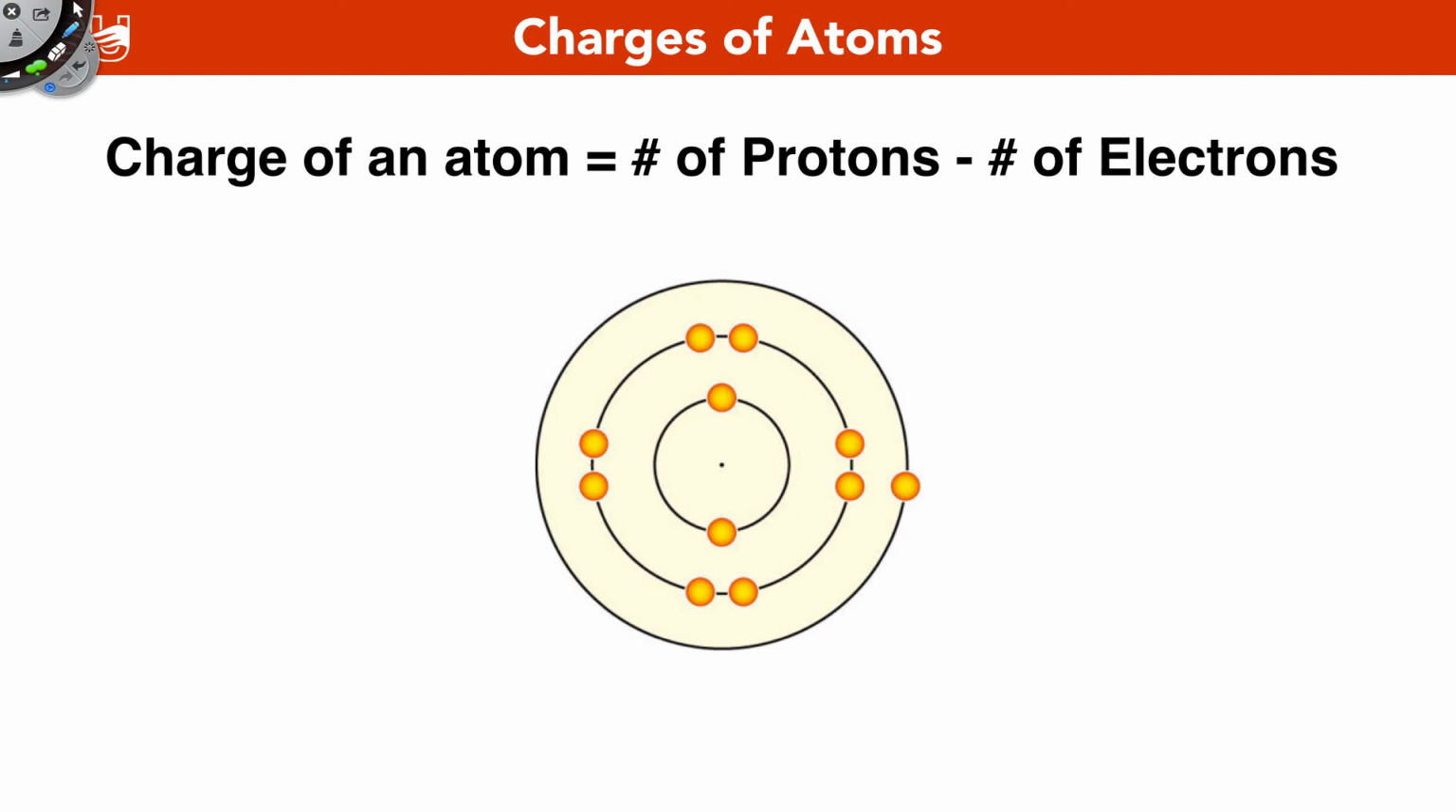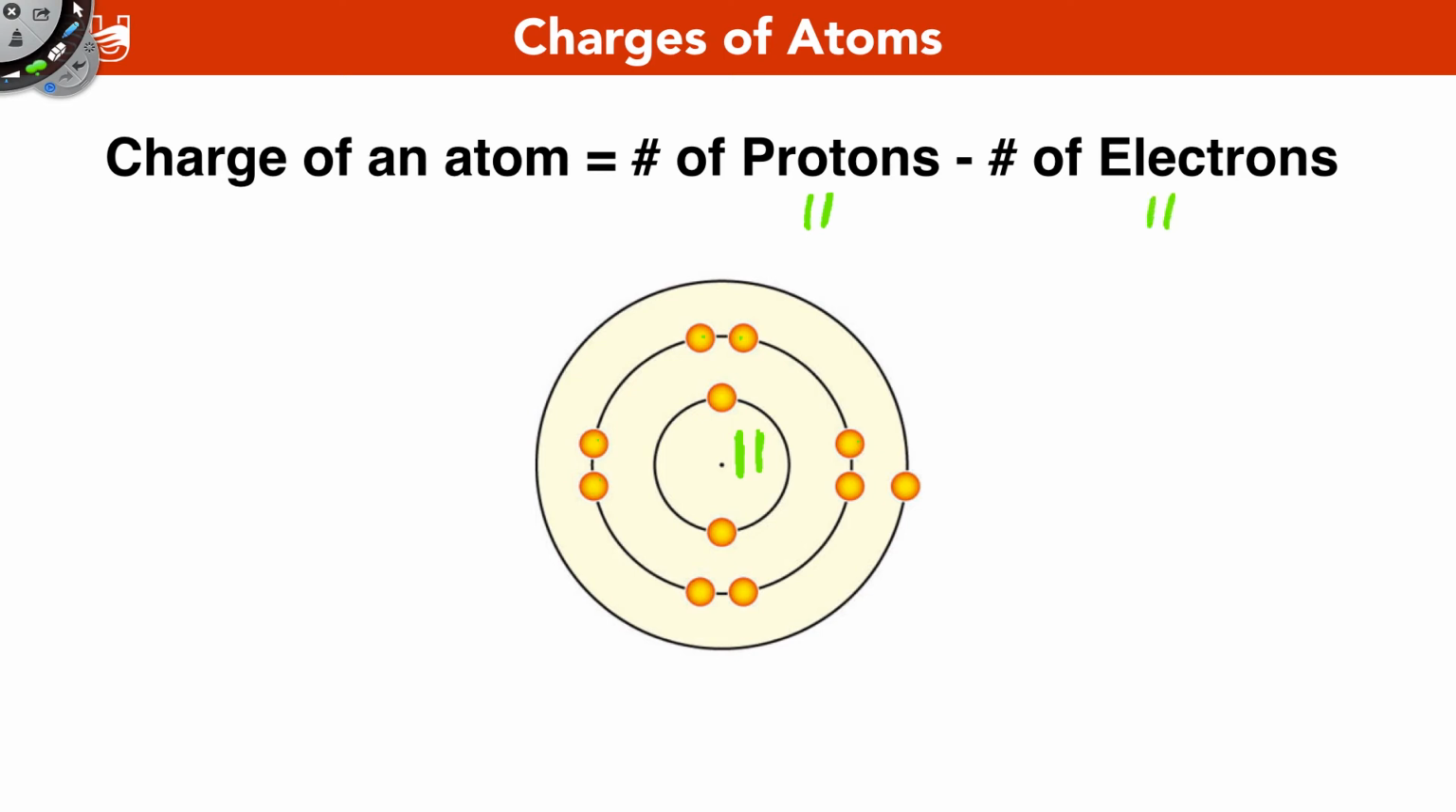Okay, so here we have something. I'm going to say that there are 11 protons in the center here. Okay? 11 protons in the center, 11 number of protons. How many electrons do we have? Electrons are going to be the yellow orbs. Well, we have 1, 2, 3, 4, 5, 6, 7, 8, 9, 10, 11. So we have 11 electrons.